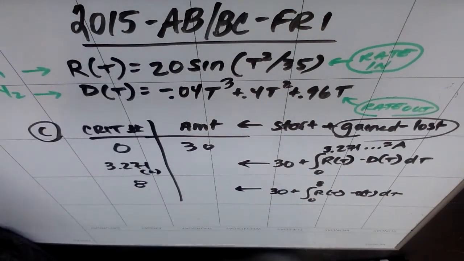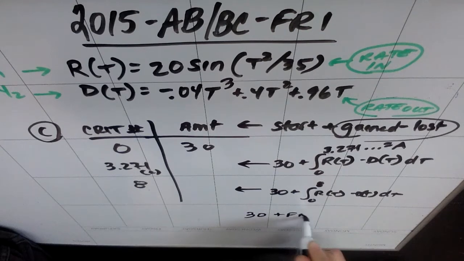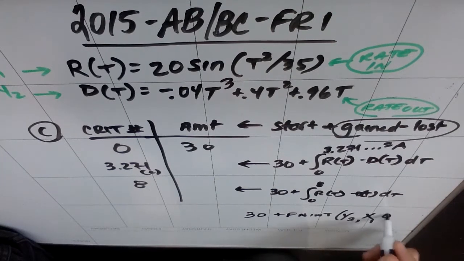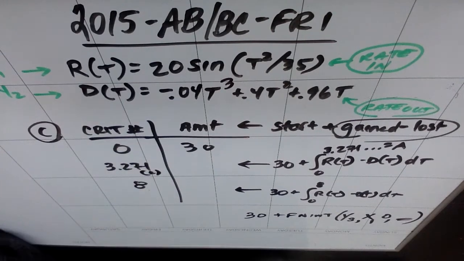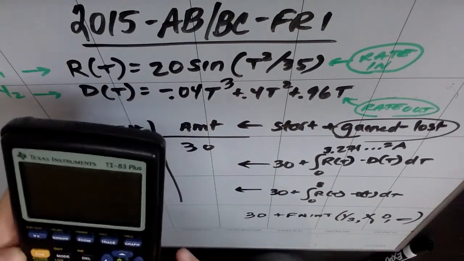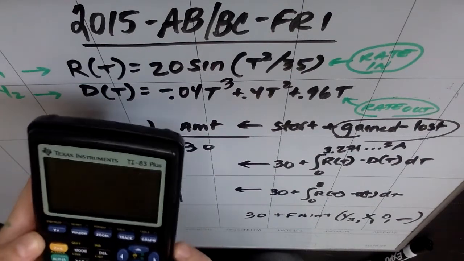Conveniently, I called this my y3. So what I'm going to do for both of these is 30 plus function integrate, the thing I called y3, because that was my R of t minus d of t, with respect to x, from 0 to, and then whichever of the two things I need in this particular problem. I'm going to do A for the first one. So I'll do my 30 first: 30 plus, Math 9.